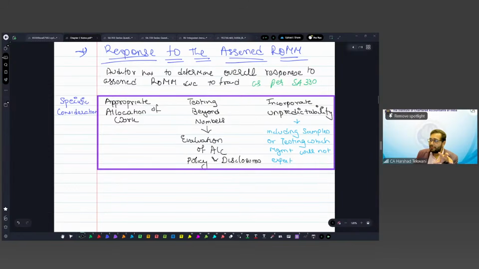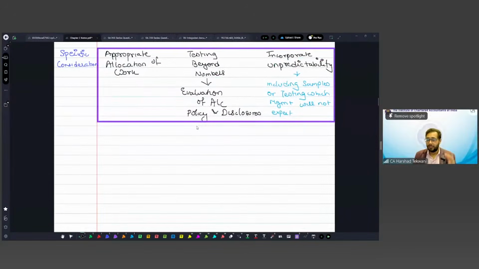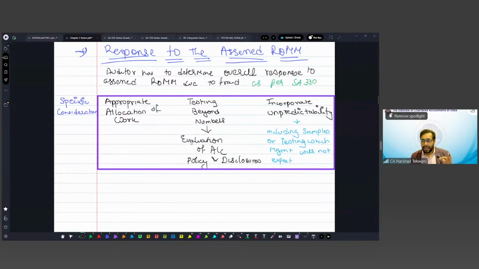Now, the question comes, like I discussed, these are the specific ones. After that, you need to understand the fraud at the assertion level. Remember that whenever we are talking about understanding or assessing the fraud and creating a response to the fraud, it is required to be done at the assertion level.